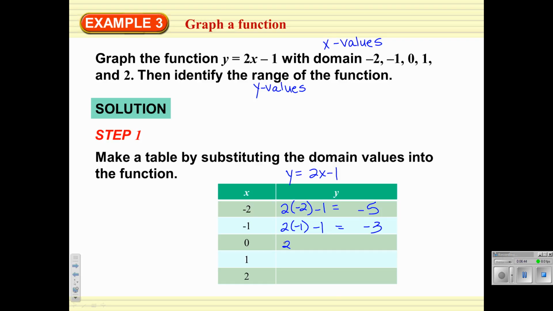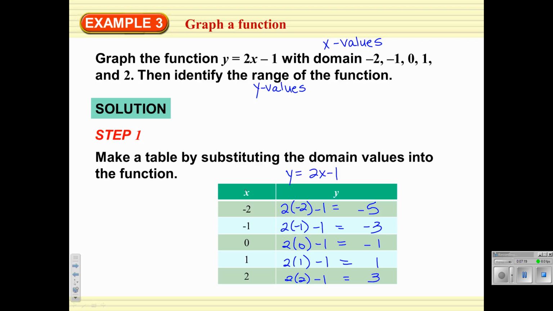And you're going to substitute all of your domain values in and find your range. 0 minus 1 is -1, and you should start to see a pattern here. Each of these is increasing by 2. Okay, 2 times our x value here is 1, and 2 times 1 is 2, minus 1 is 1. And then 2 times 2 is 4, and 4 minus 1 is 3.